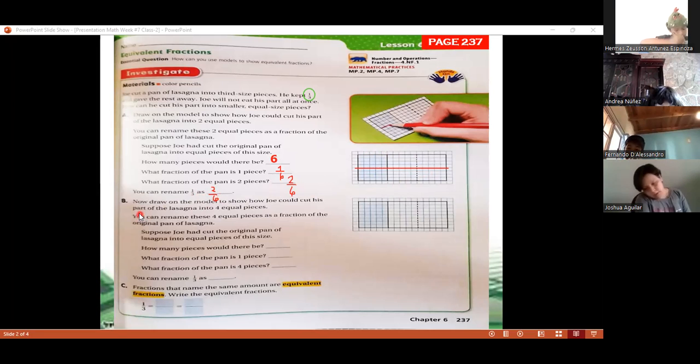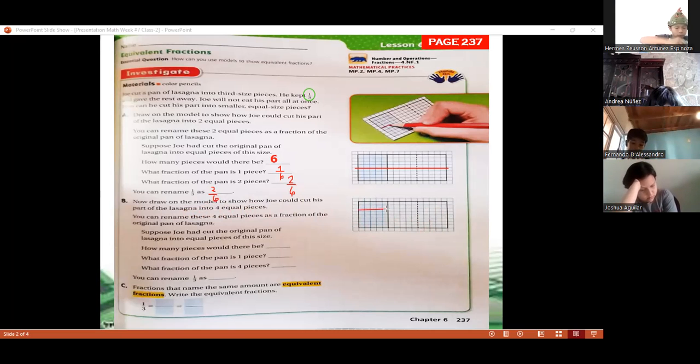Now, step number 2, or letter B, that says, now draw on the model to show how Yod could cut his part of the lasagna into 4 equal pieces. So here we have the original fraction, 1 out of 3, 1, 2, 3, and just 1 is cut. But he wants to cut into 4 equal pieces, class. So using this model, let's draw now 4 equal pieces. How is it going to be?